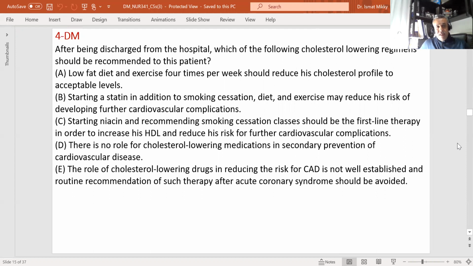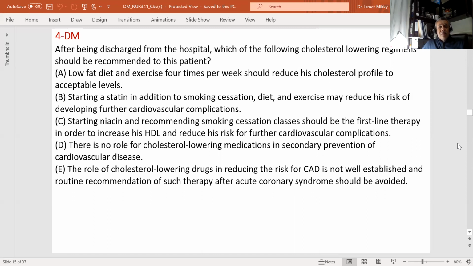Starting a statin in addition to smoking cessation. The history of acute coronary syndrome and diabetes places this patient at high risk for cardiovascular complications like acute MI and stroke, CVA. So the patient's diabetes, as well as the other risk factors, must be controlled in order to decrease this risk.